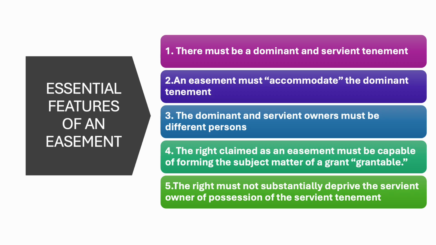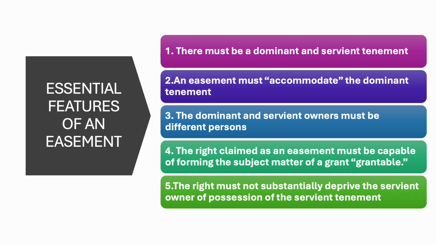Now, what is an easement? Well, it is a right over someone else's land, what we call in alieno solo. So, think of a right across your neighbor's property. That can be considered an easement. Now, for a right to qualify as an easement, it must satisfy 5 essential requirements. Let us now analyze these features.